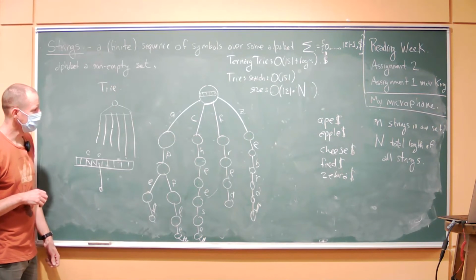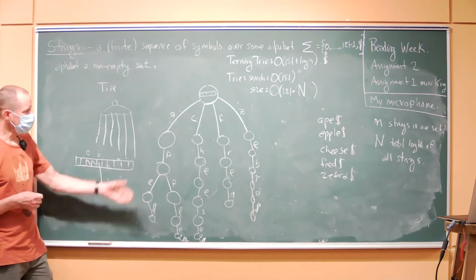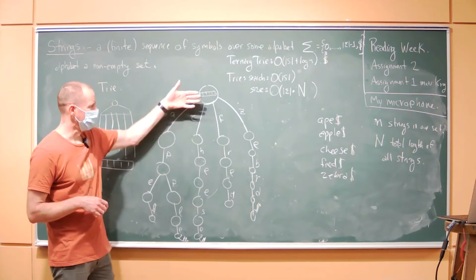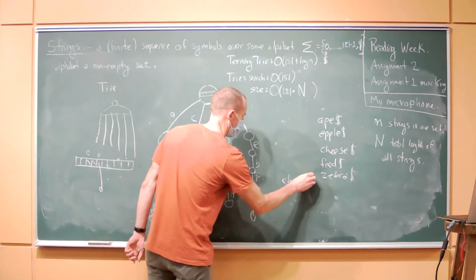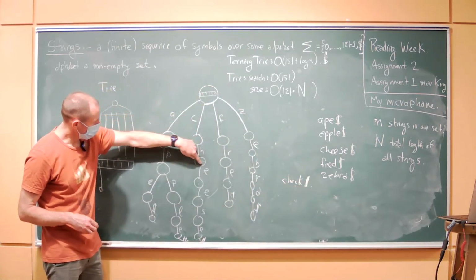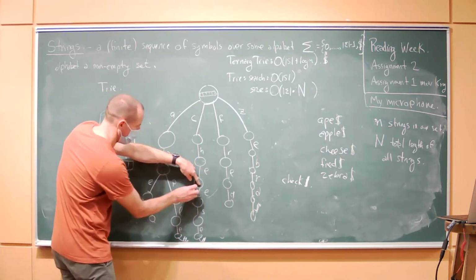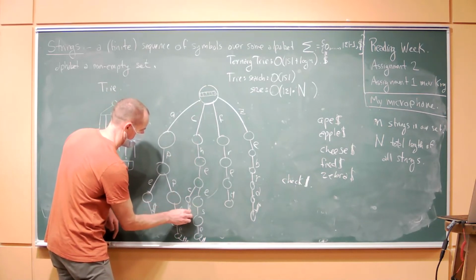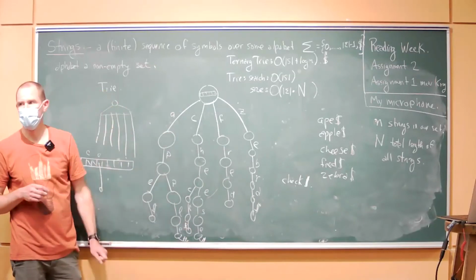For instance, to add something, you just search for it until the search falls out of the tree. Like if I wanted to add "check", I start searching for it, C, H, E. Now I try to follow C, but it's not there. So then I just make the path the rest of the way. That's how you add it.